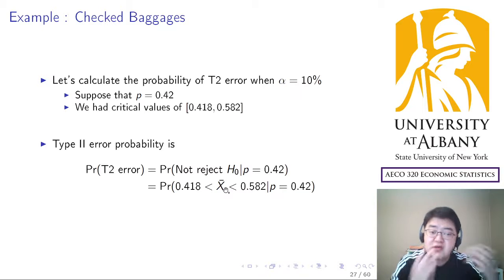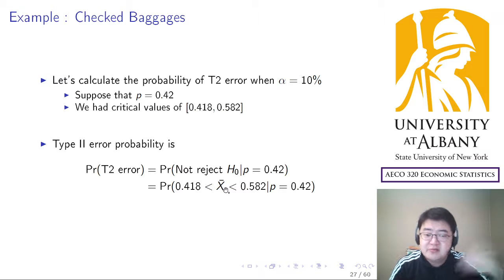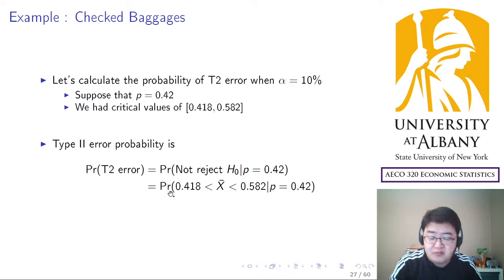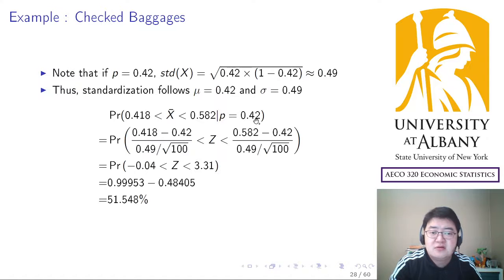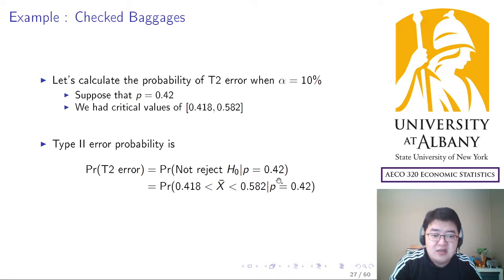If you could resample the data and redo the same hypothesis testing, then what would be the probability of type 2 error? That's what we are calculating. So x bar here has nothing to do with a specific number, 0.42. So next step is obviously a standardization using this value.